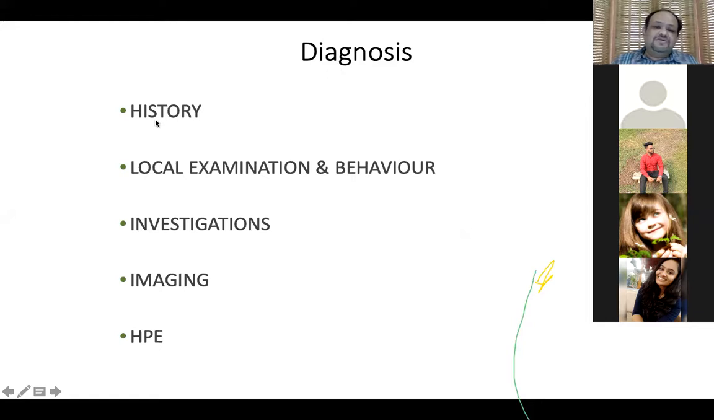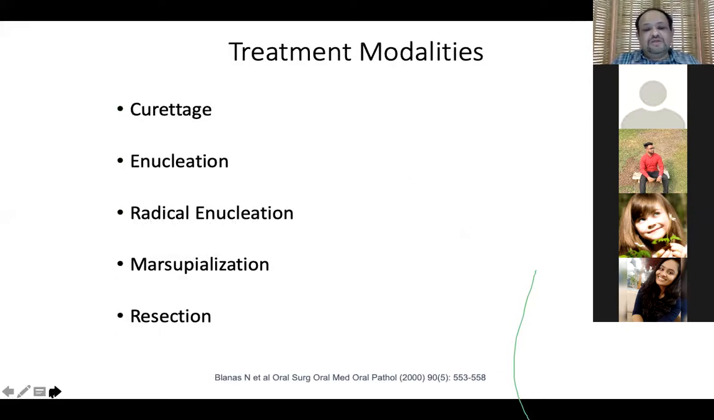Anyway, for diagnosis, history is very important. You ask the patient whether there was some trauma, whether the patient met with an accident, and you have to locally examine it. There could be a missing tooth, which will give a clue that there could be a dentigerous cyst forming. Then in investigation, the usual baseline investigations, imaging, and then the histopathologic examination after you have removed the cyst. The treatment modalities are curettage, enucleation, radical enucleation, marsupialization, and resection.